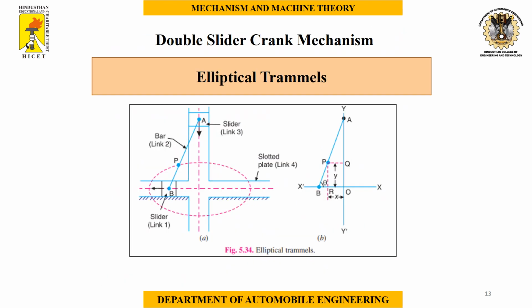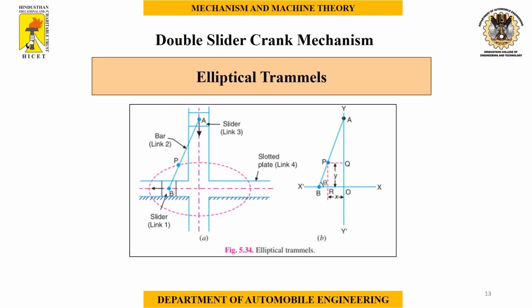Then we can say we are going to see the double slider crank mechanism. If in the 4-bar mechanism, two members or links are used to slide, then the mechanism is called a double slider mechanism. By using this concept, if we change the fixed members, we can get a number of inversions. The first one is the elliptical trammel.